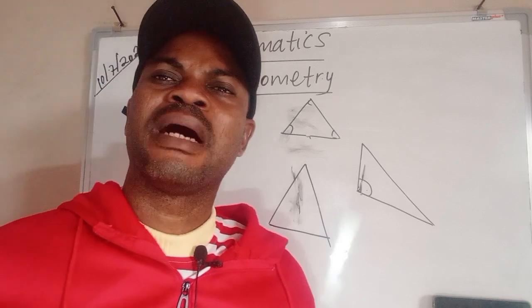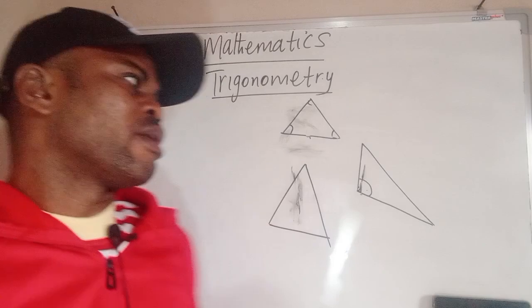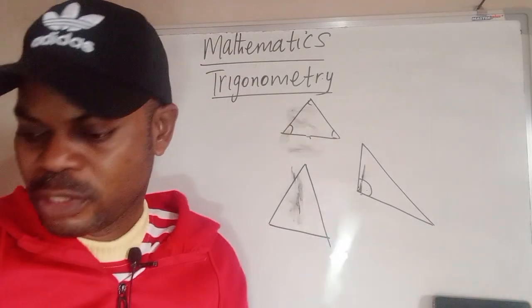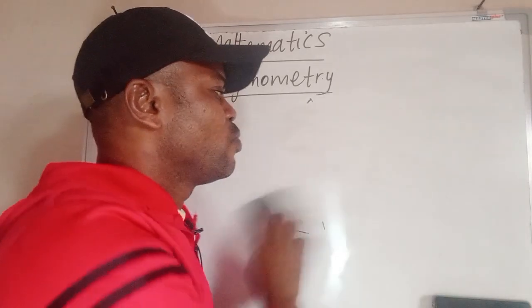Then we'll also talk about the right angle triangle. The right angle triangle is simply a triangle that has one of its angles as 90.